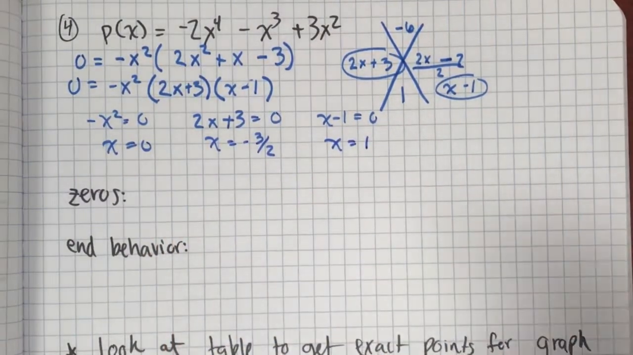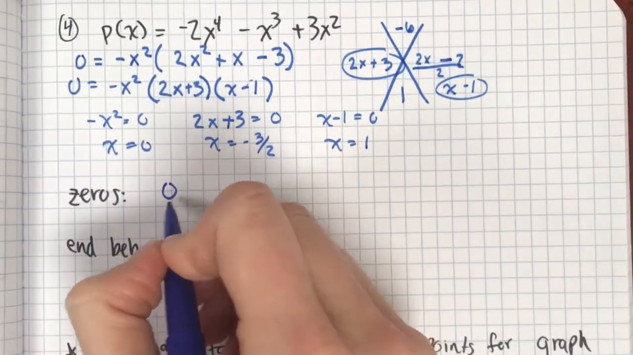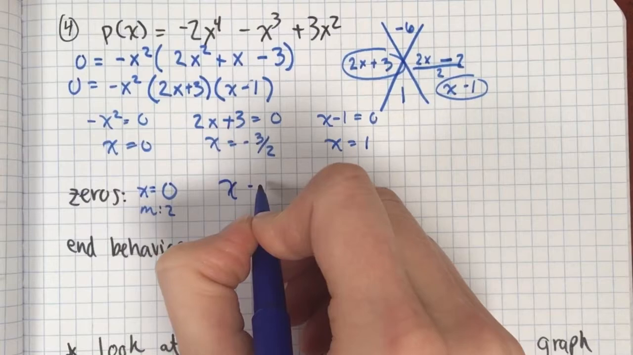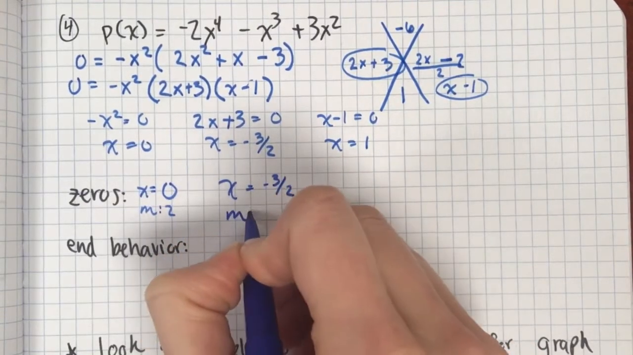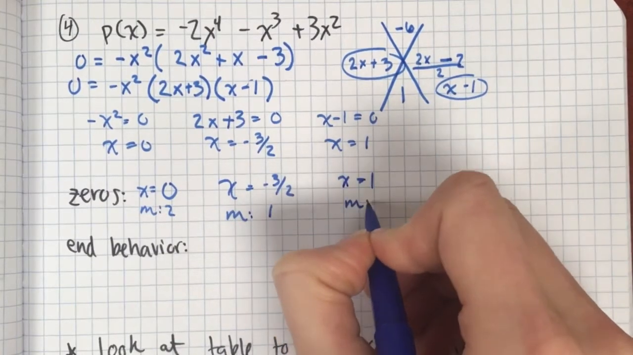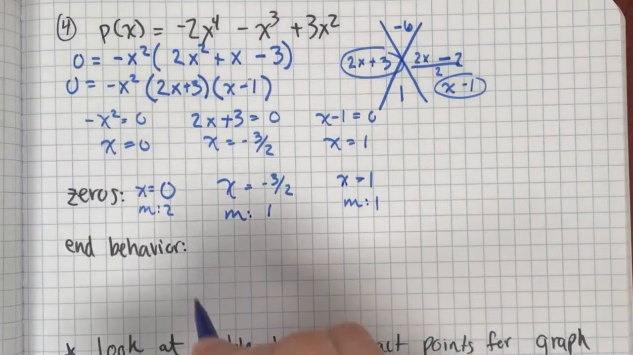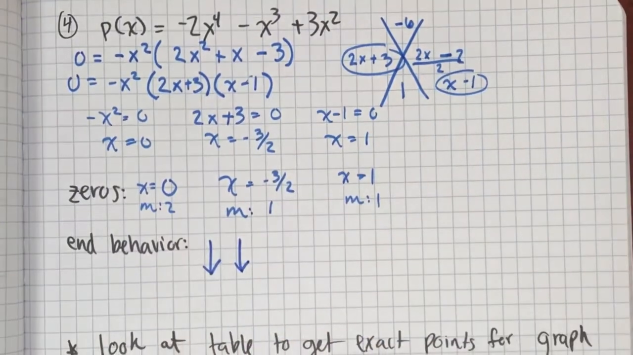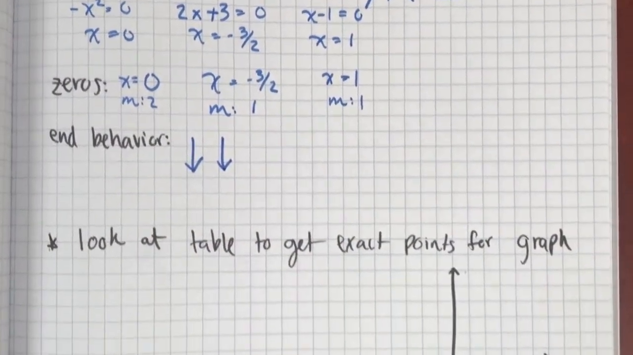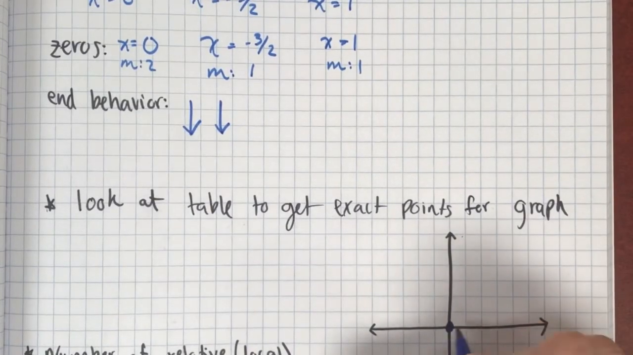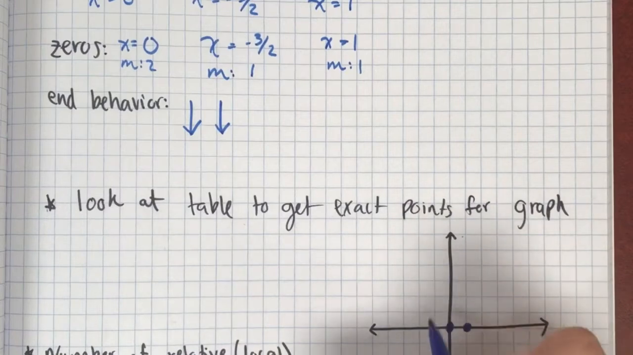Well, that's only 3 zeros, but this x equals 0 has a multiplicity of 2. So we've got 0 with a multiplicity of 2, negative 3 halves with a multiplicity of 1, and 1 with a multiplicity of 1. My end behavior, since it's a negative and even coefficient, they are both going down. So let's plot our zeros. I've got one at 0, positive 1, and negative 1.5.